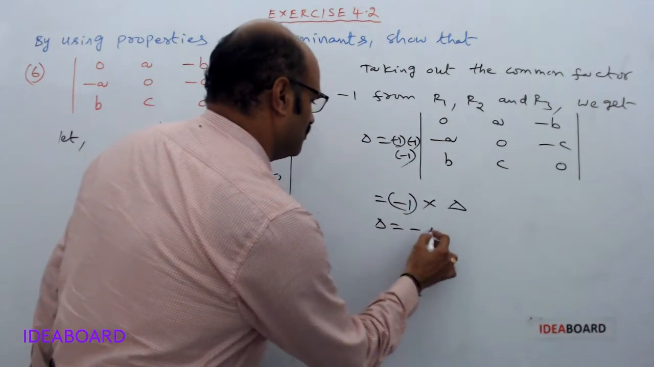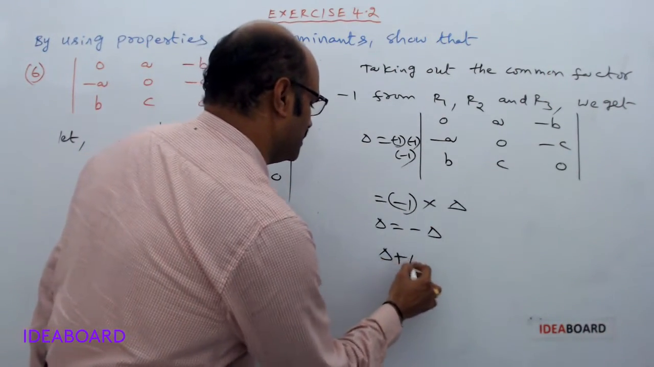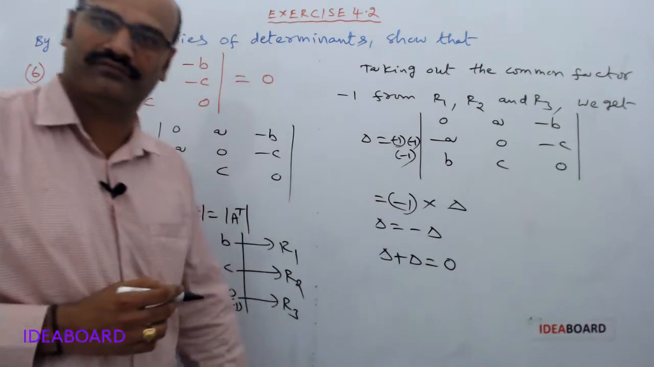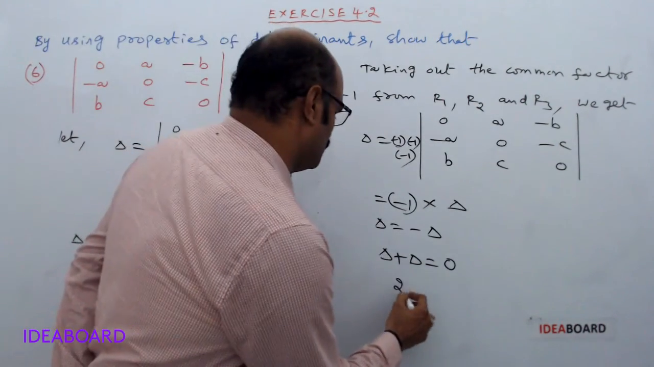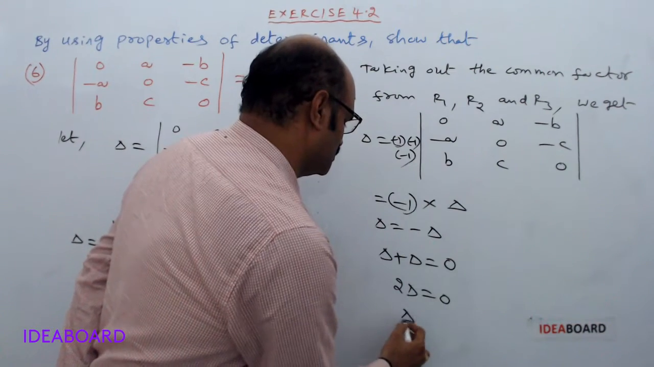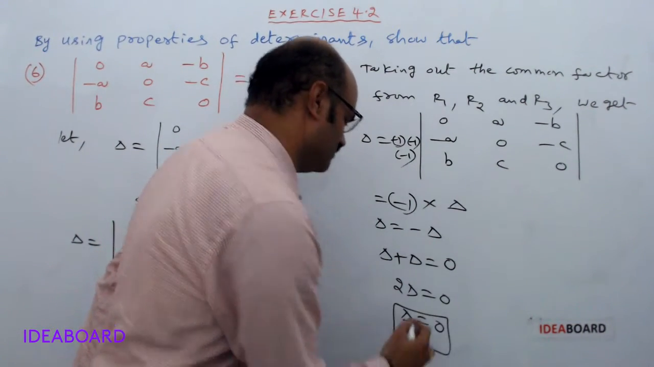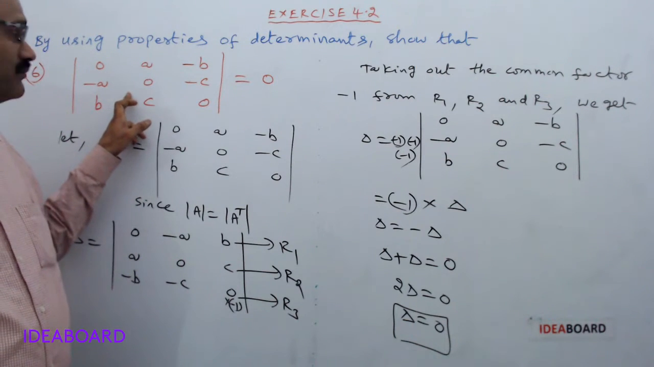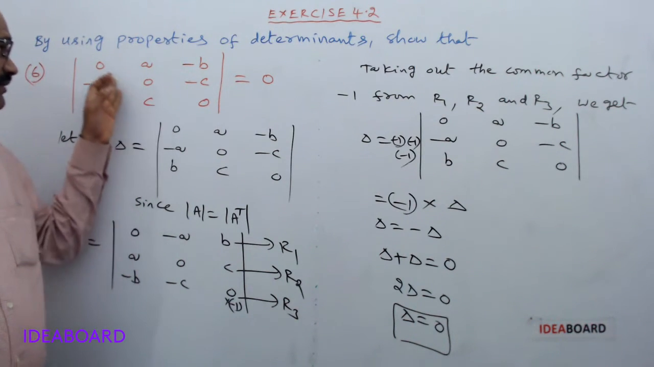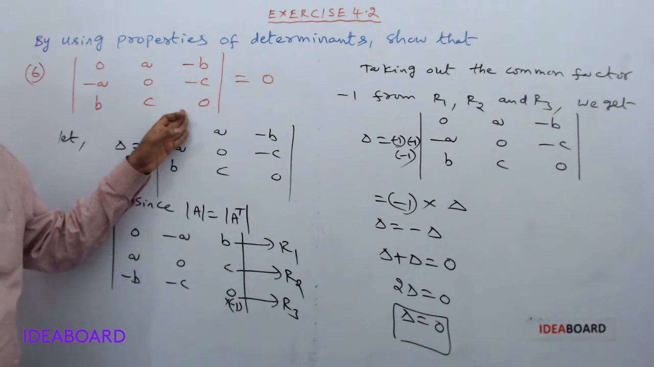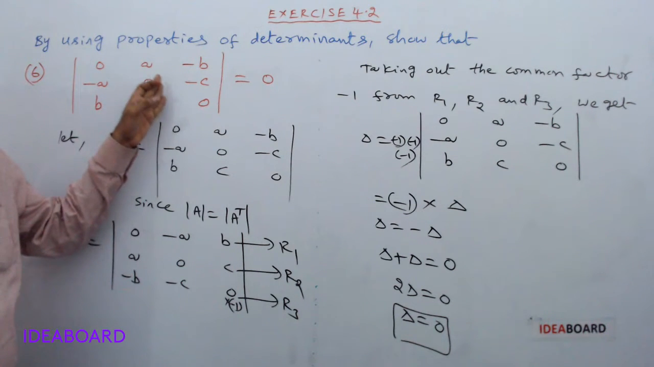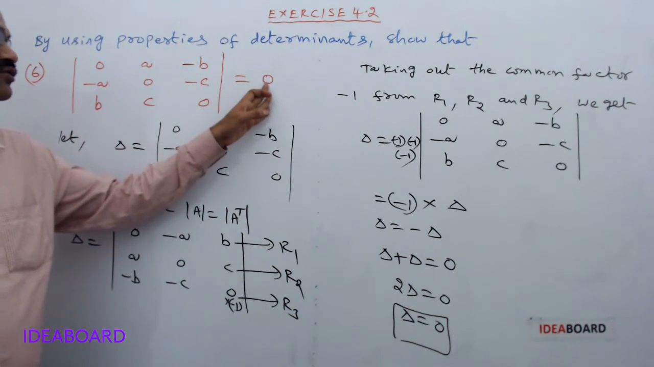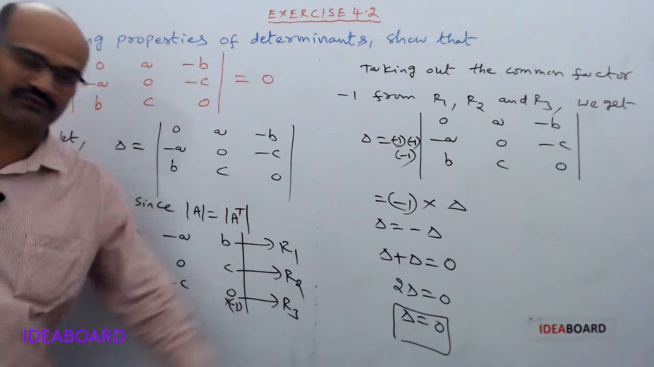So delta equal to minus delta. So delta plus delta equal to 0. Then we have 2 delta equal to 0. So it implies delta equal to 0. So the value of the determinant of a skew-symmetric matrix of order 3 by 3, 5 by 5 will always be equal to 0. Hence proved.